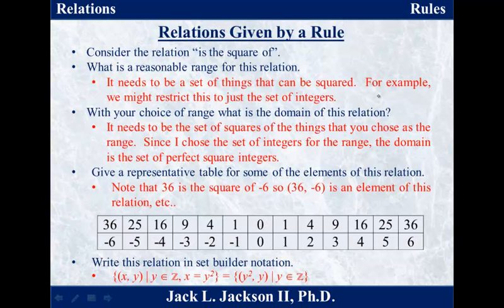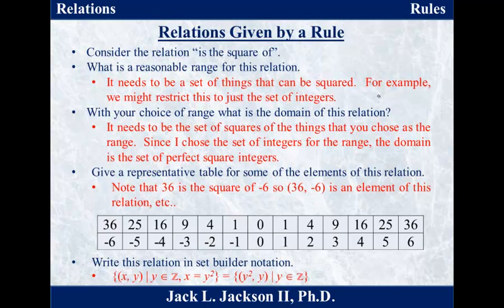Well, there's lots of different things we could pick for the range. The range has to be something that can be squared because the first coordinate is the square of the second coordinate. But, for example, we might just restrict this to the set of integers. If you didn't want to do that, you could make it all real numbers. You could even make it complex numbers if you wanted, or rational numbers. There are several different choices you could do. Or you could just pick 3 or 4 different numbers, and that could be the range. Okay, but for me, I'm going to let it be the set of integers.